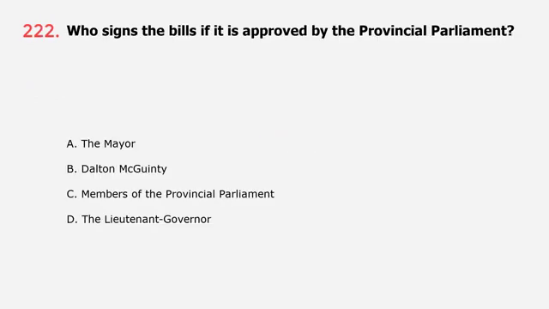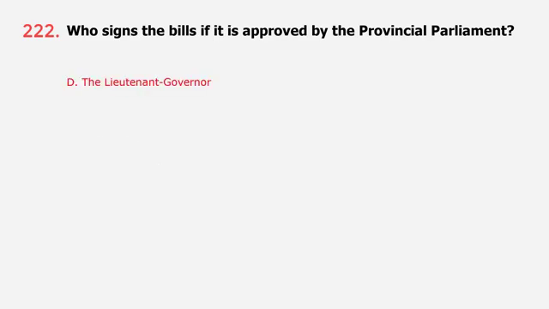Question 222. Who signs the bills if it is approved by the provincial parliament? A. The mayor. B. Dalton McGuinty. C. Members of the provincial parliament. D. The lieutenant governor. The answer is D, the Lieutenant Governor.